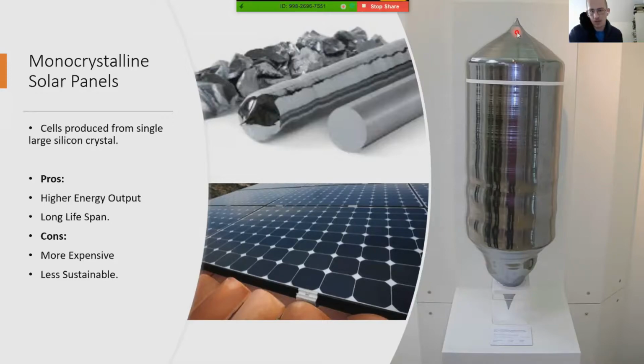The manufacturing process is pretty intensive compared to some of the other methods for making cells. Some of the pros of monocrystalline panels, they have a higher efficiency rating, and they have a longer lifespan. Some of the cons, they're more expensive than some of the other variations, and they are less sustainable. The production process does require more energy.